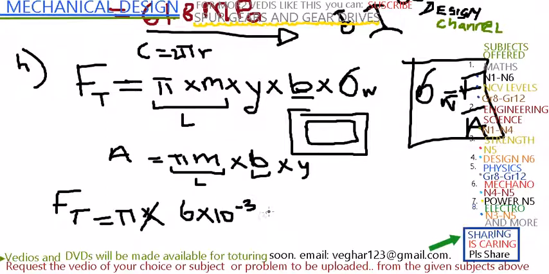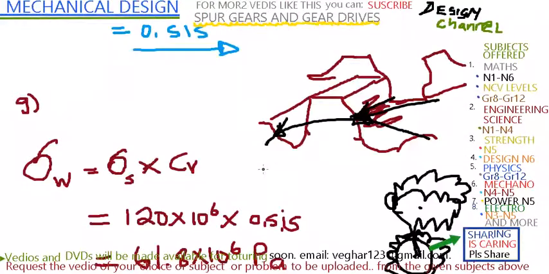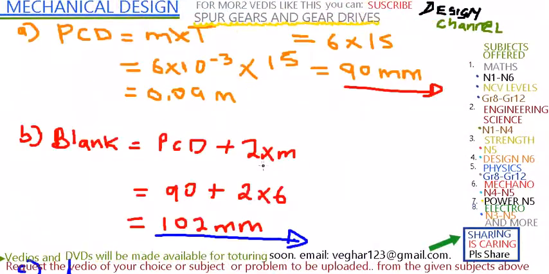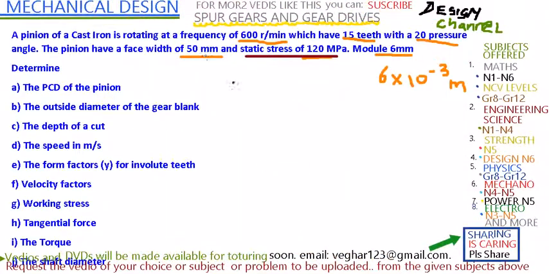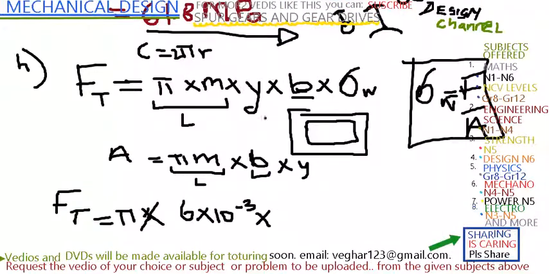So if you don't remember how to convert, a millimeter is 10 to the power of -3, and then the face width, this is B, which is 50. So you're converting the 50. Like I've said, if you don't remember how to convert, you can change the M to 10 to the power of -3. It's another way of converting.